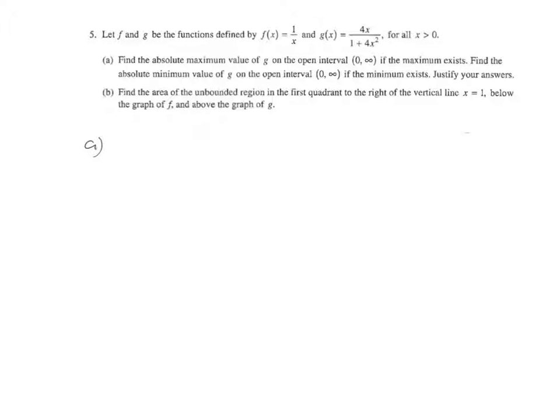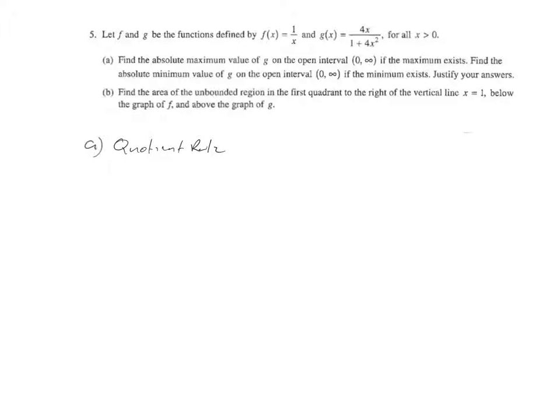Once you have your critical values, you have to remember that this is an open interval. So you're looking at relative maxes and mins. If they occur, they're going to occur at those critical values. We're not dealing with a closed interval, so you don't have endpoints to check. You're looking for the absolute max and absolute min, if they exist, and then you do have to justify your answers. So remember, part A, you have the quotient rule, using that to find those critical values.